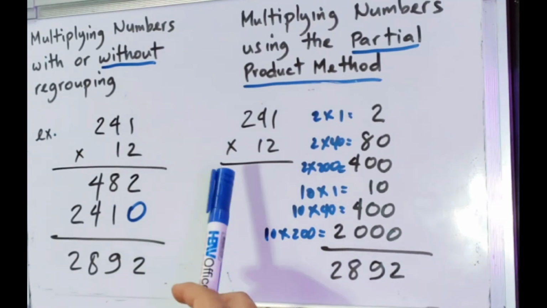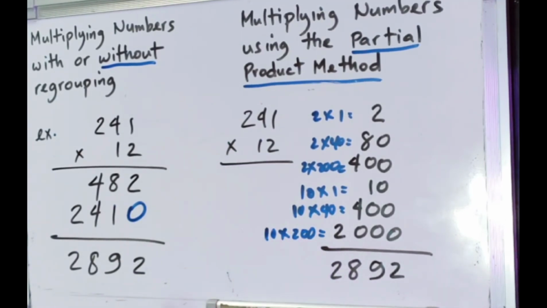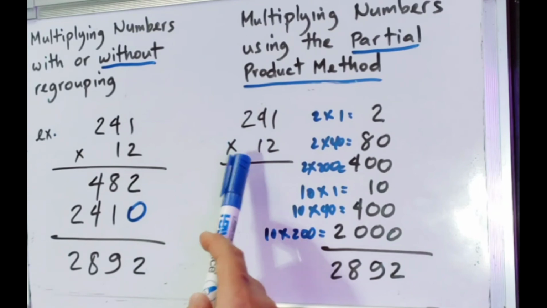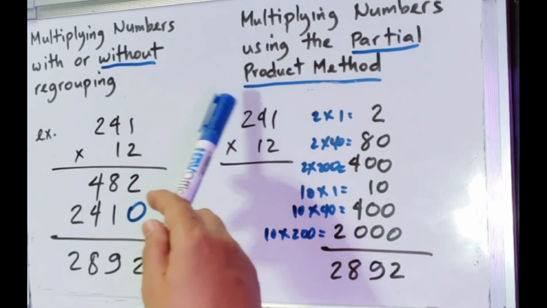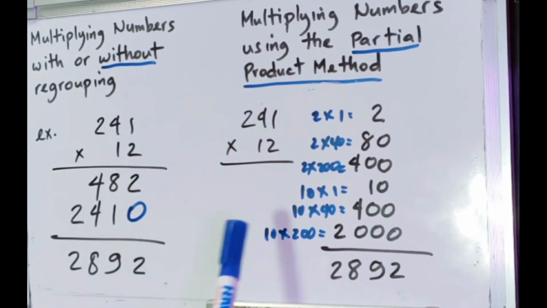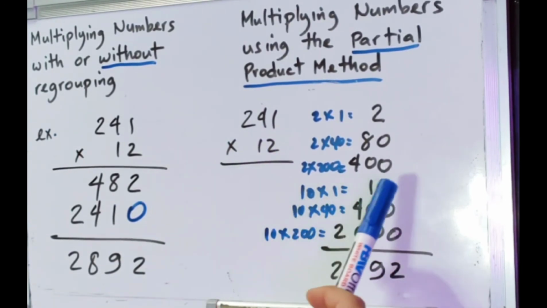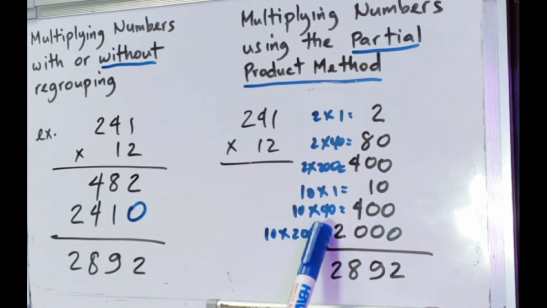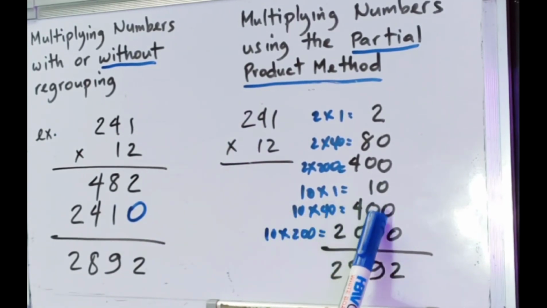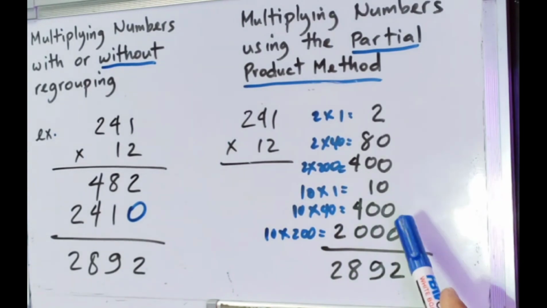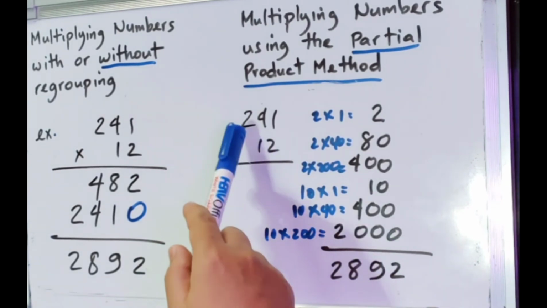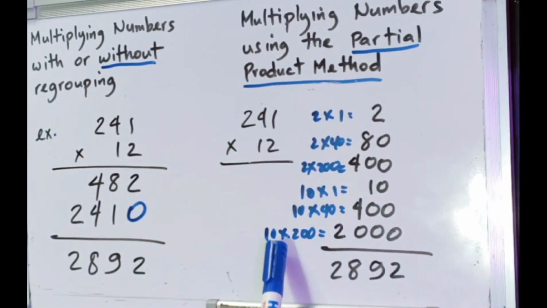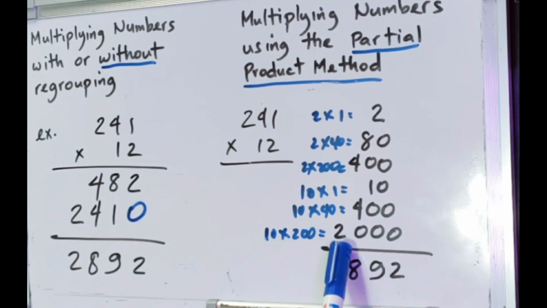Then next, we consider the 1 of the multiplier, whose value is 10. So we multiply this to each digit in the multiplicand. So we have 10 times 1, we have 10, 10 times 40, so 1 times 4, 4, then we include the 2 zeros. That's the shorter way of multiplying numbers with zeros at the end. And 10 times 200, so that's 1 times 2, and there are 3 zeros, so we have 2000.